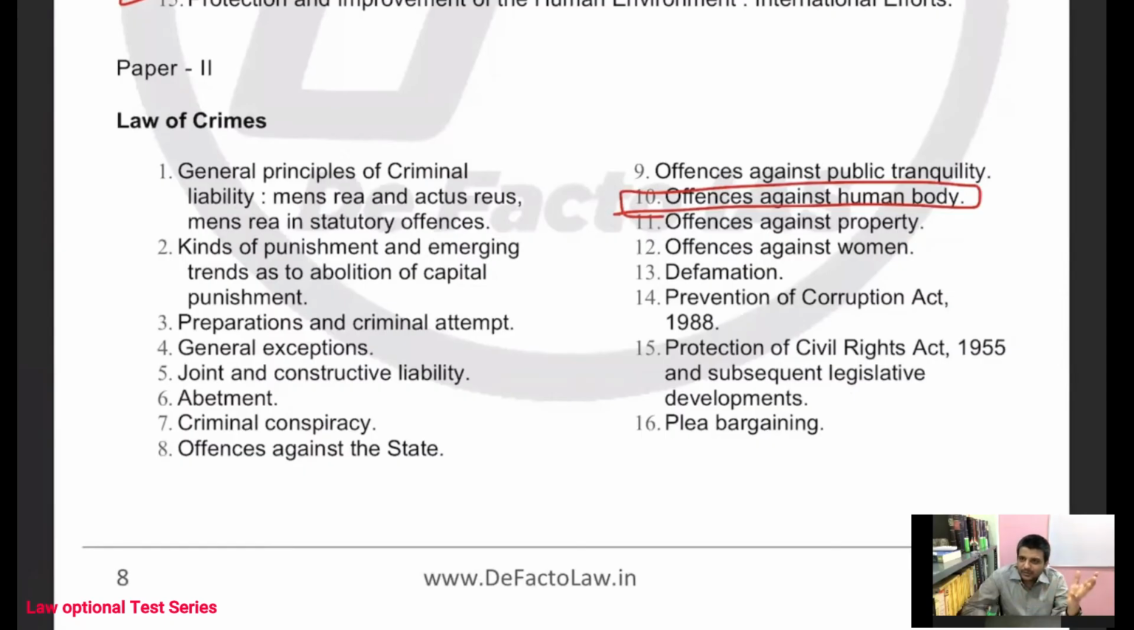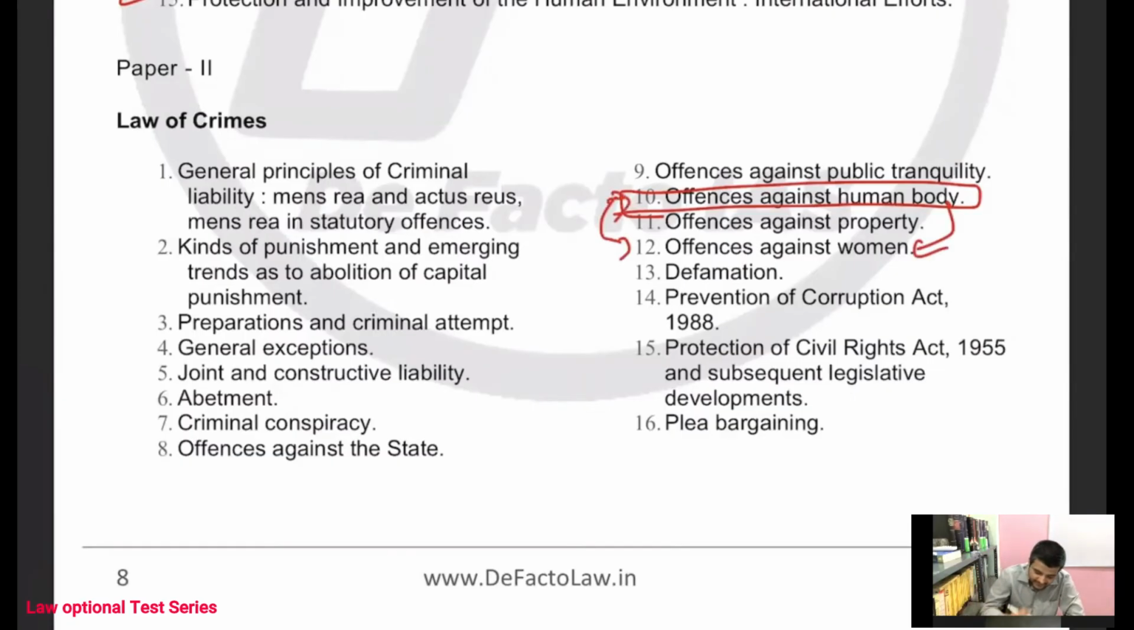Murder also, murder by someone else, murder by yourself, that is your suicide. Similarly, with regard to offense against the human body, some part of it is offense against women, right? Rape, etc. Offense against women, as well as offense against the human body, right? So these two have to be studied in a very, very specific way.